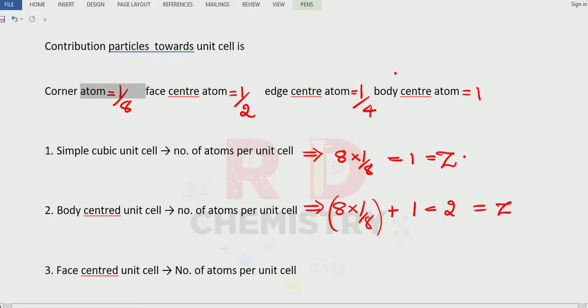Similarly, for the face center, there are 8 corner particles with contribution 1 by 8, correct? This is about the corner. There are 6 faces, correct? For each face, the contribution is 1 by 2, correct? So totally, you will get 4, right? So this is equal to Z, the number of particles per unit cell here. Clear? So you have to remember all these calculations.